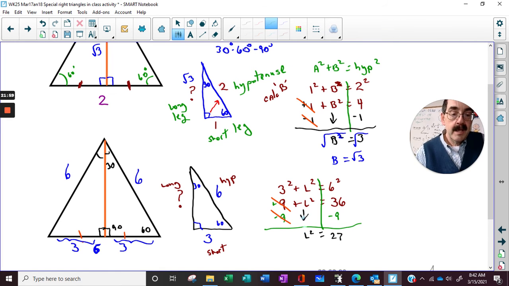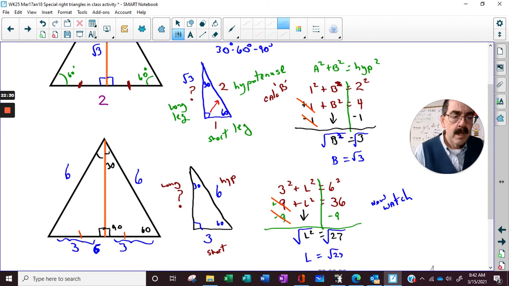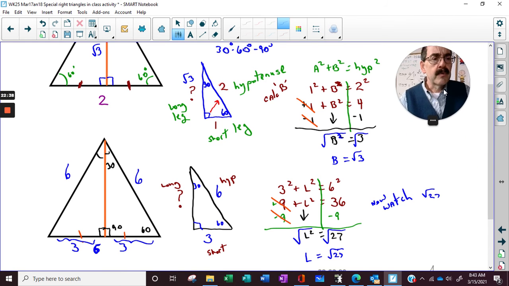The new learning today, let's draw a radical. The opposite of squared is the square root. The square root of anything squared is itself, and we get this 27. Okay? Now, watch. Rather than just type in square root 27, rather than do that, I want to study the number 27. Square root of 27.